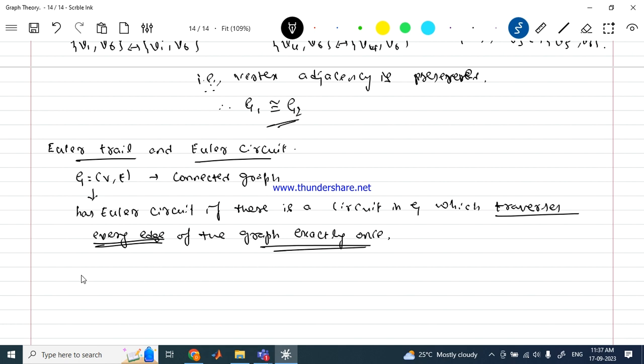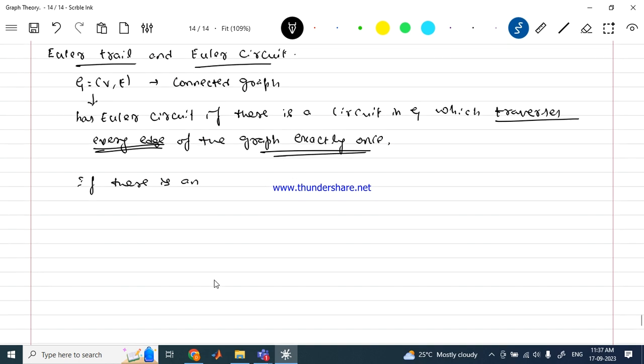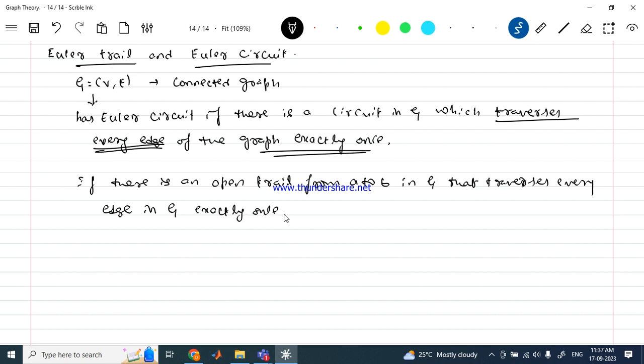And further, if there is an open trail, and the graph is called Euler graph actually, I need not mention open trail, I can just say trail itself is open trail from A to B in G that traverses every edge in G exactly once. The trail is called Euler trail.